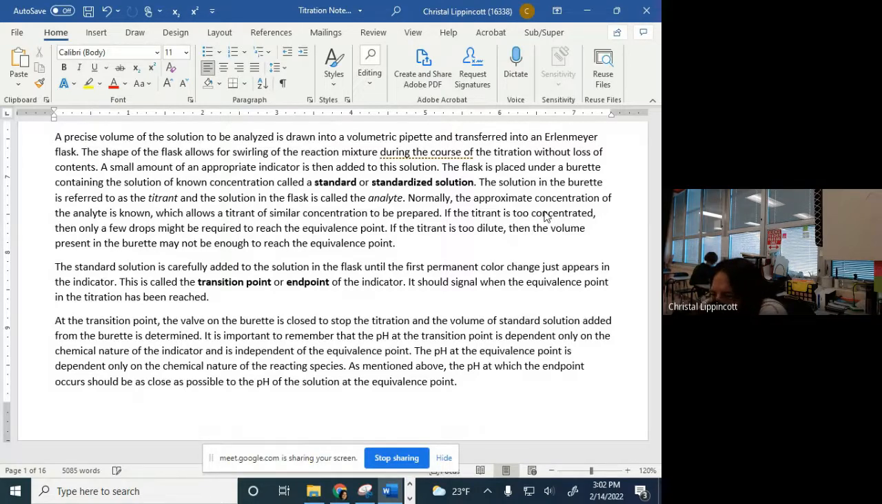Okay, so the solution in the burette is called the titrant, and the solution in the flask is called the analyte because you're analyzing it. Normally, the approximate concentration of the analyte, the stuff in the flask, is known, which allows the titrant of a similar concentration to be prepared. If the titrant is too concentrated, then only a few drops are required to hit that equivalence point. And if it's too dilute, you run through the whole burette.